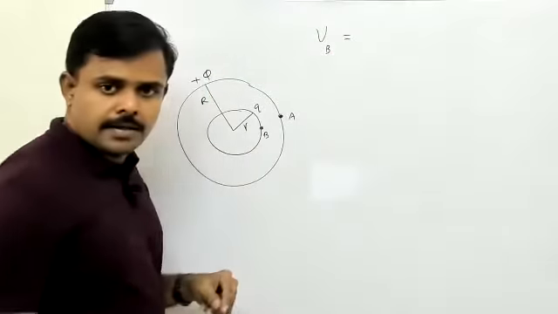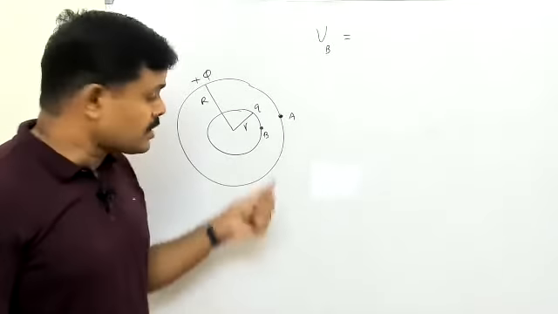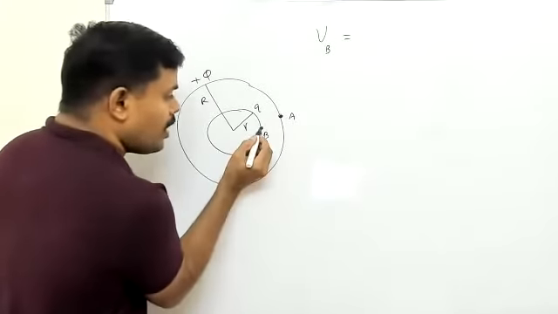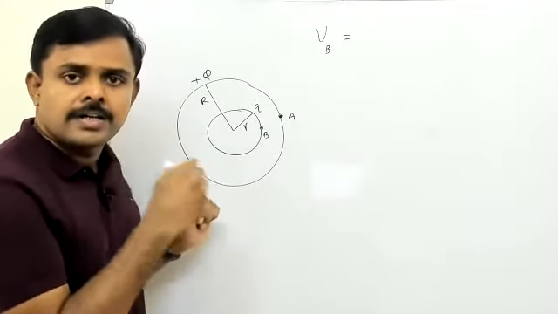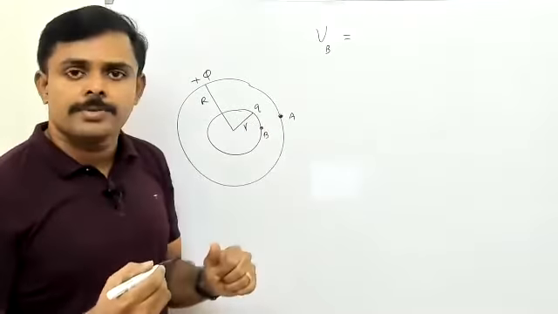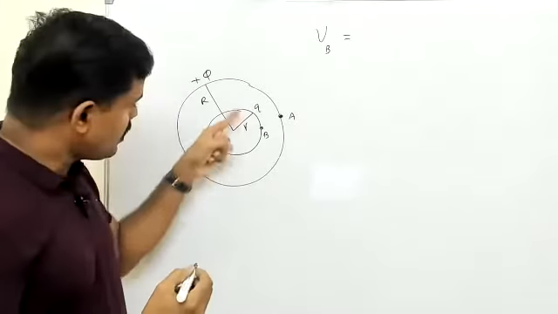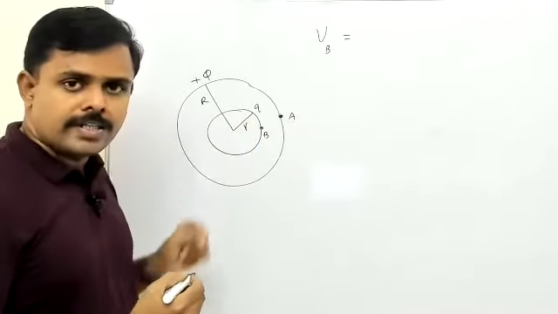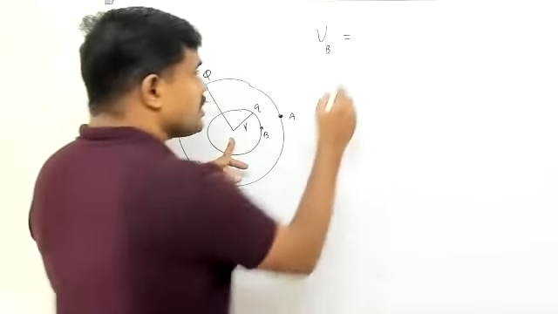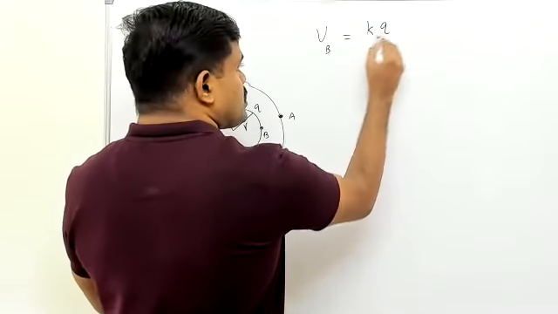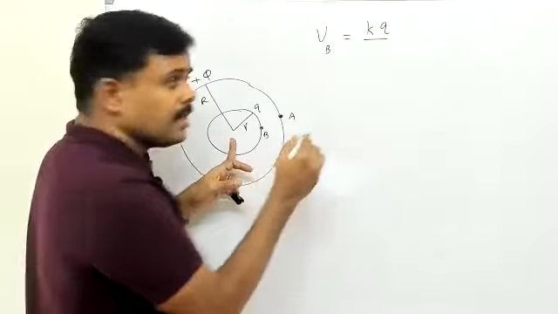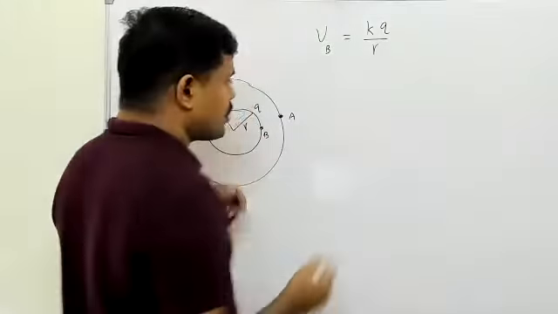Potential at B. B is where? B is on the inner sphere, right? I'm taking two points, one on the inner sphere, second one on the outer shell. So on the inner sphere, I'm taking the point B. I'm going to find the potential at B. It is a sphere. What is the potential on the surface of the sphere? Do you remember? We learned this. K into its charge divided by its radius. I'm not done yet.